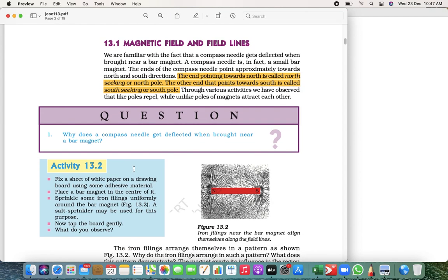As I told you, the end pointing towards north is called the north seeking or north pole, and the other end that points towards the south is called the south seeking or south pole. Now you have a magnetic compass with you. If you shake it a little and then put it down, the needle is going to rotate a little and then become steady. The needle pointing north is called the north pole and the needle pointing south is called the south pole.